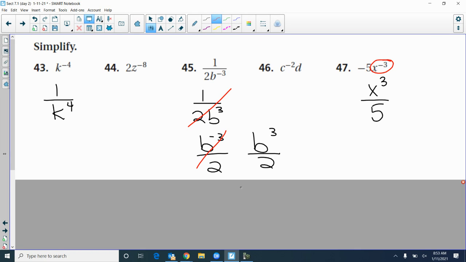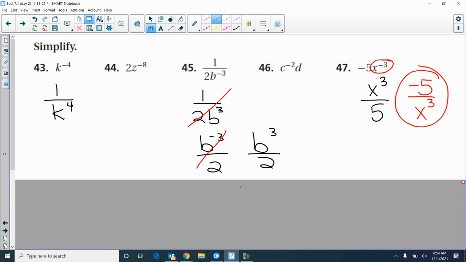Joe? Is it 5 over x cubed? Closer. Put a negative in front of that 5. That negative is not an exponent, is it? No. So it doesn't change. So it will stay negative 5 over x to the third. Okay, negative 5.